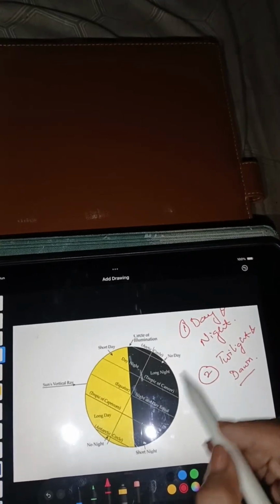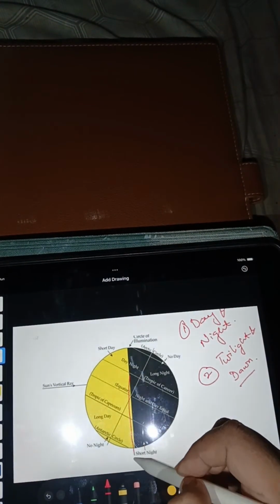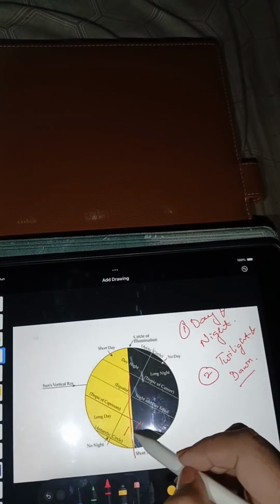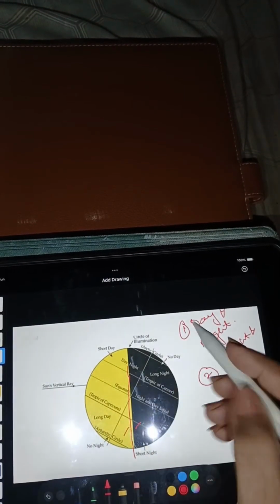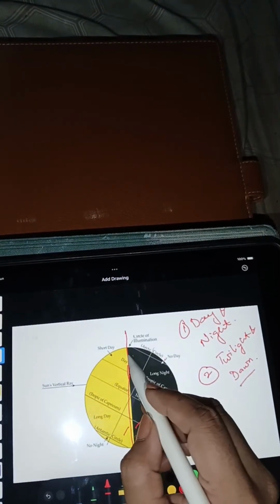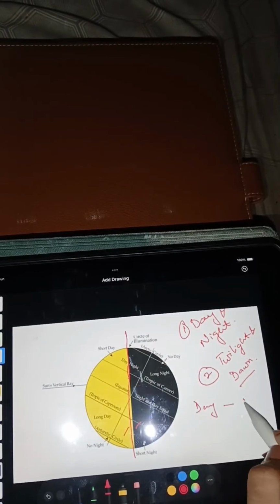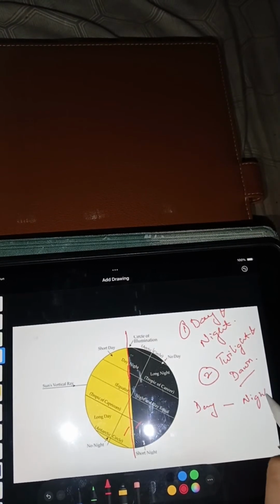Now from this day and night you can see that there is a straight line of this circle of illumination that is separating day from night. But this separation, as we have shown in the picture, is not straight like this. So there is a transition phase between day and night, and between night and day there is another transition.